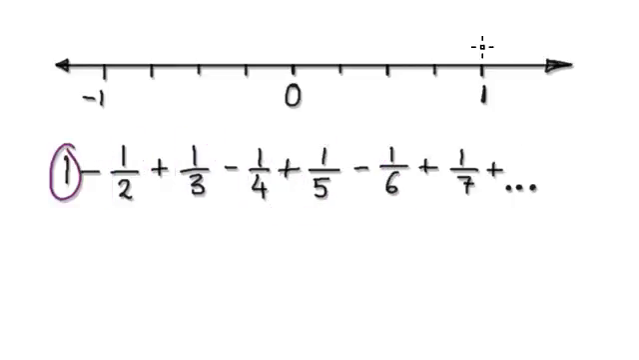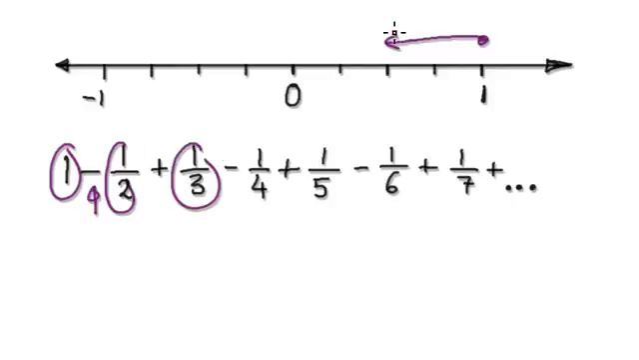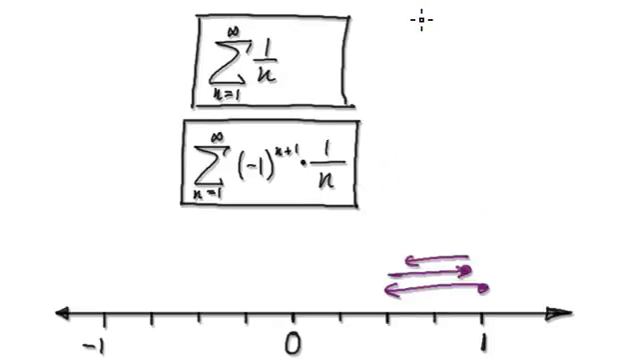So when you start at 1, and then you take away a half, so you go back a half, that will then take you here, and then you add a third, which is less than a half. So you won't go all the way back to 1. You would go to somewhere around here, and then you take away a quarter, which is less than a third. So you would go back to here, and then so on. It's getting smaller and smaller, and eventually you will converge to some sort of limit.